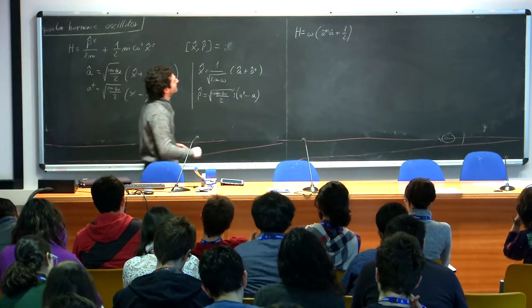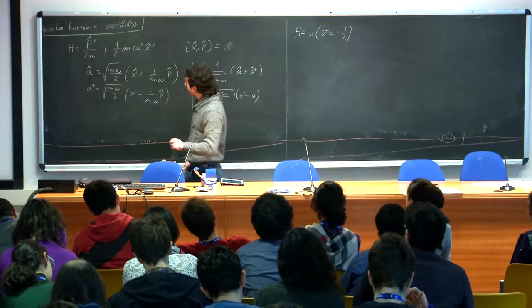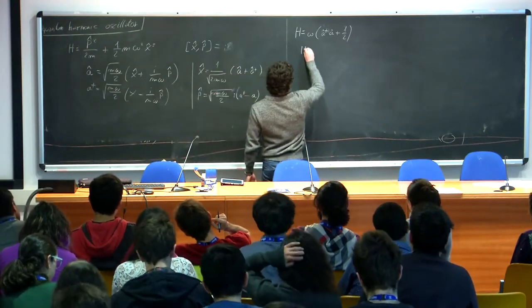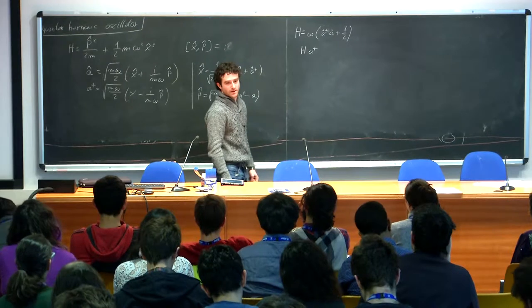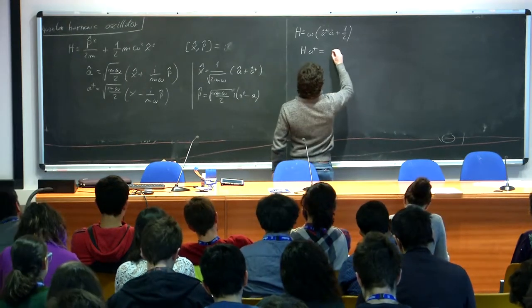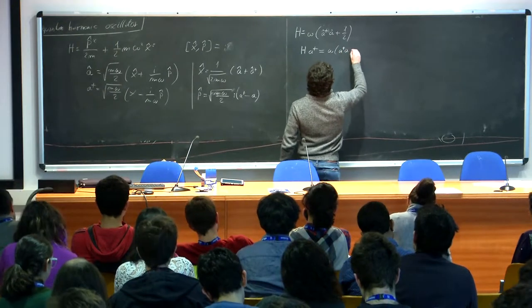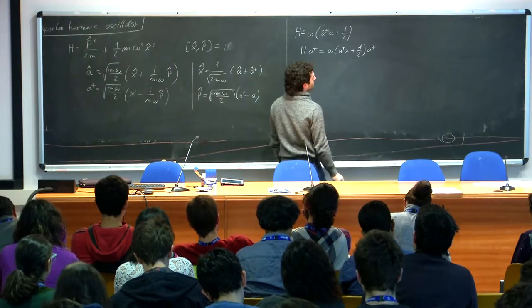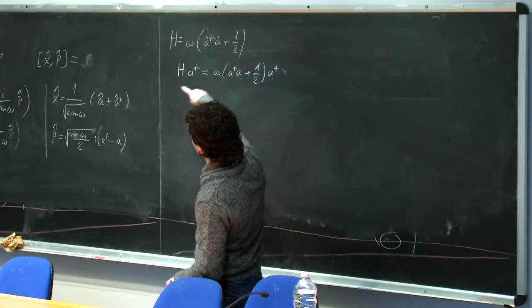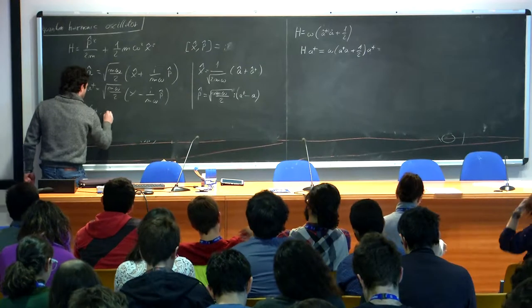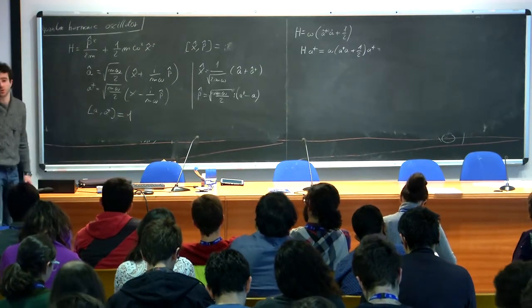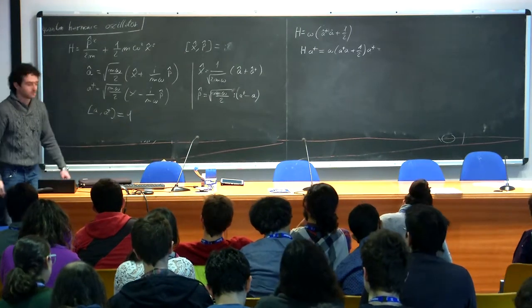But there is another reason why this is nice. And the reason is the following. Let us now apply H to a dag. What happens if I apply this? Then this is equal to omega a dag a plus 1/2 applied to a dag. Now, I forgot to tell you something. x and p satisfy this commutation relation. Now, if you consider a and a dag, then you immediately find, using this, that a and a dag satisfy this commutation relation. So instead of having an i, now we have a 1.